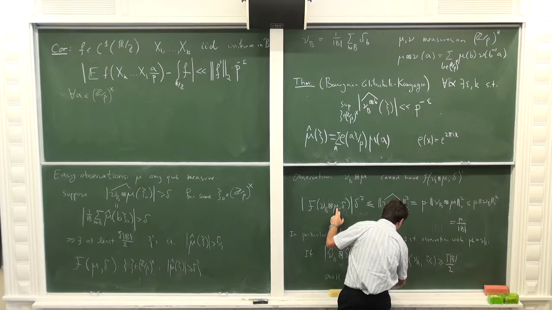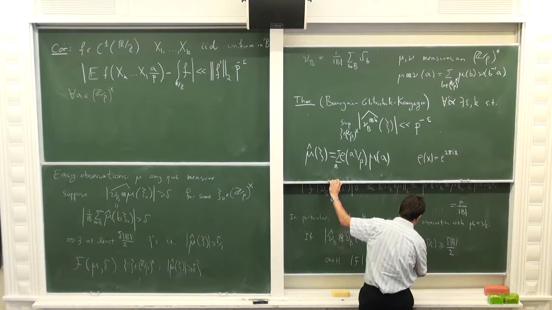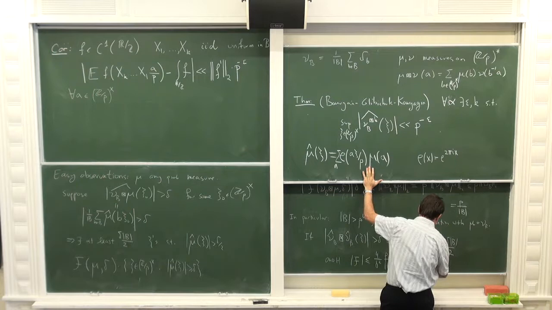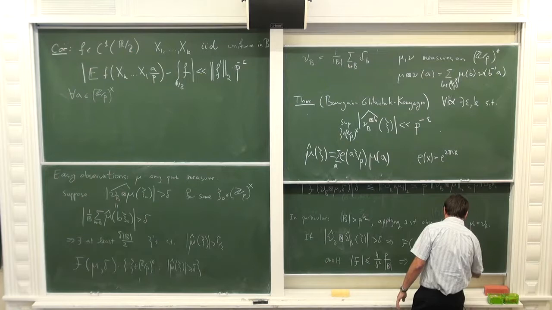So I want these to be consistent. The only way to make them consistent is that the delta should be smaller, sorry, than something like p over the size of b squared to the power 1/3.